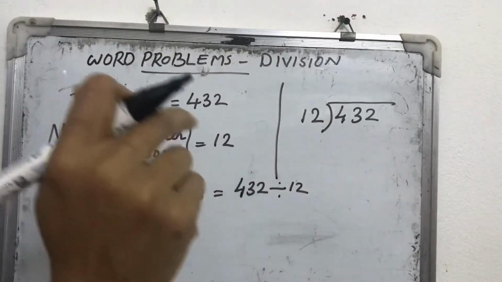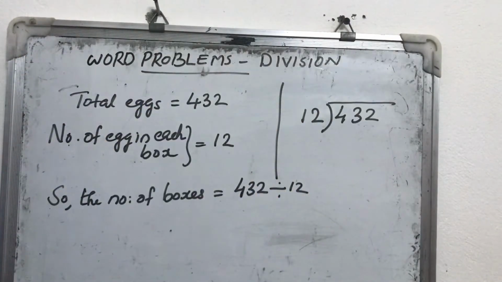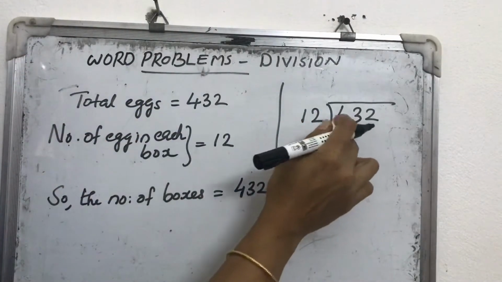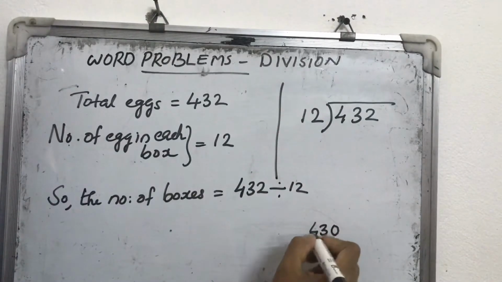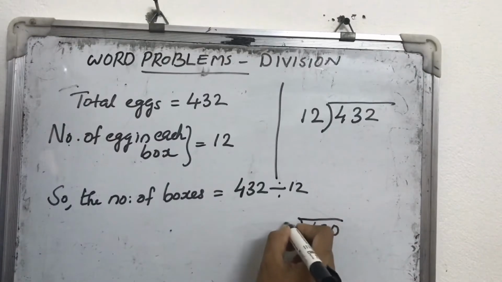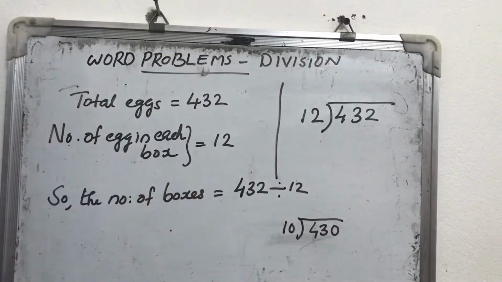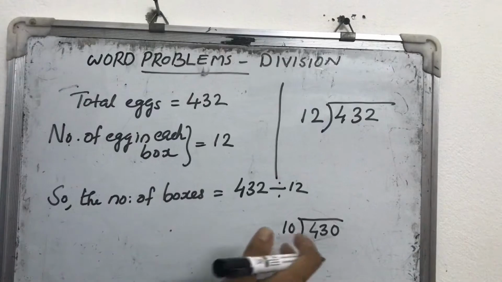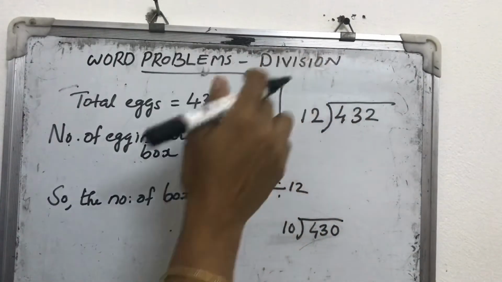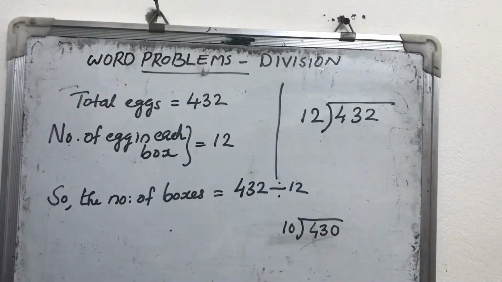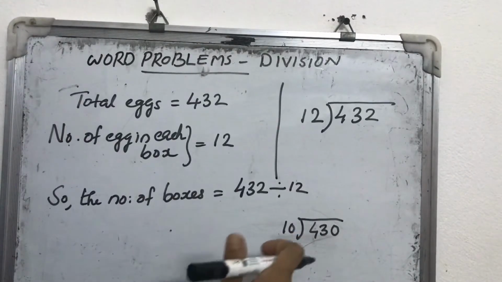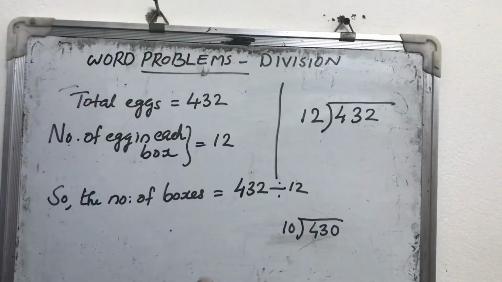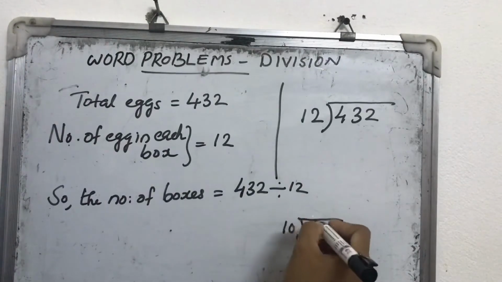If anybody has doubts about doing this division, first we can round the number 432 to 430, and 12 to 10. So this division we can find very easily. Then using that quotient we can find the accurate answer. When we divide a number by 10, that will be easy. How many 10s in 43? That means 43 divided by 10, which we know is 4.